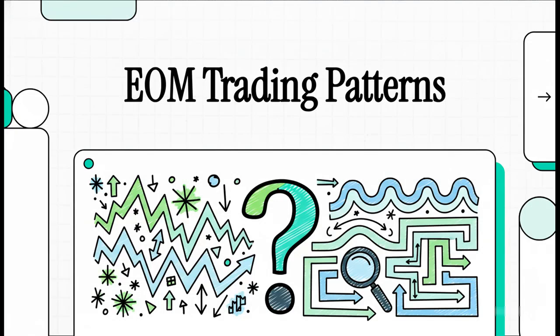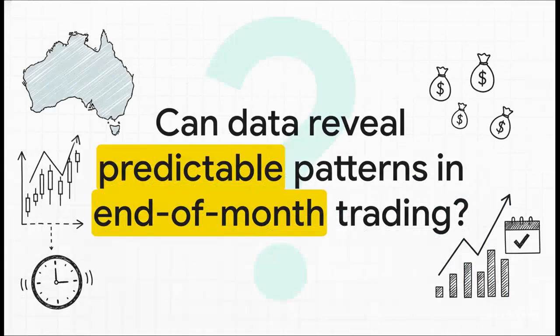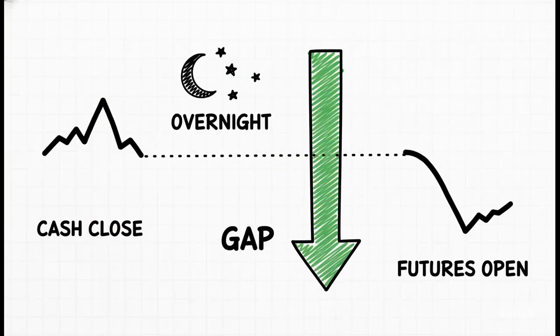End-of-month trading is famously chaotic, but what if there are patterns hidden in all that noise? So, can we actually find predictable patterns here? Let's check out signals before, during, and after the session. First up, something called overnight dislocation.